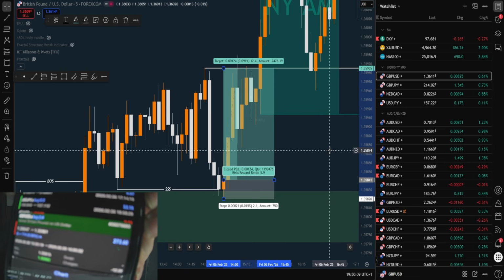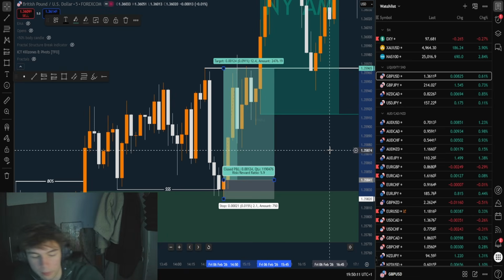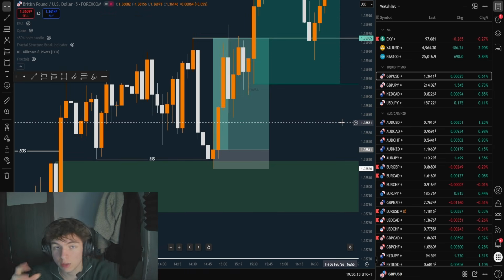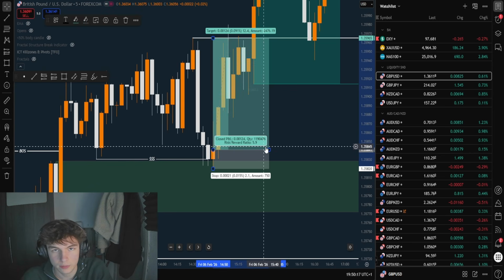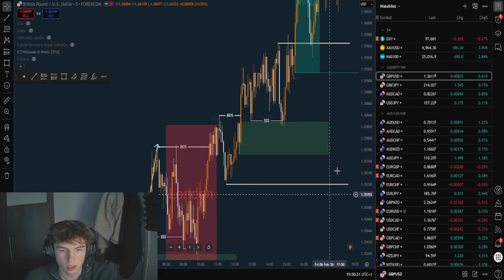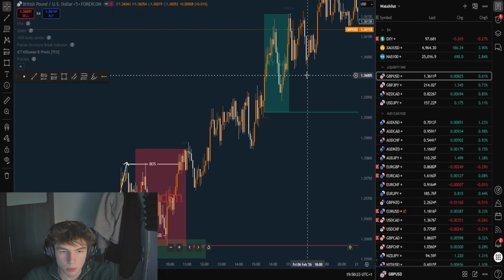I don't know if that's clear for you guys. But you can see I took this trade. I only risked 1%, but I made 6%. So that was already half of my target. So that's what we want to look at.